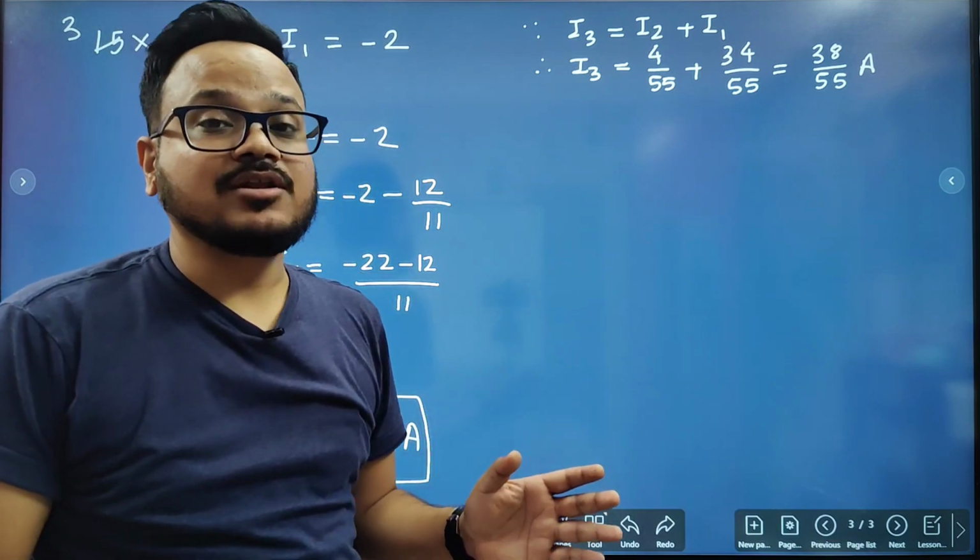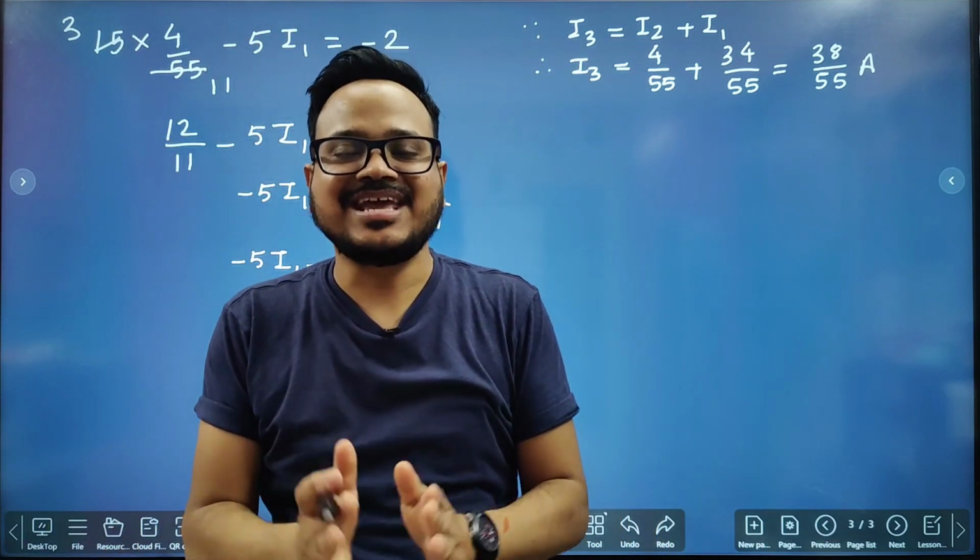So this is how you can use these two laws to solve any electrical circuit.